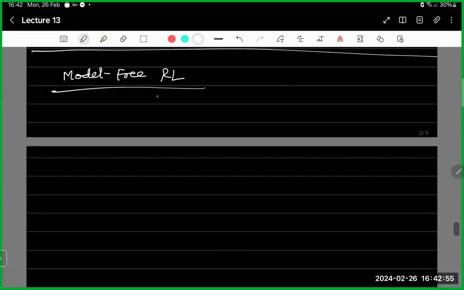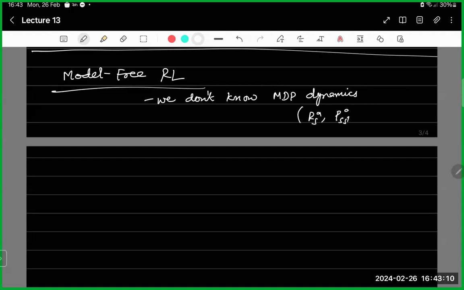So when I mean model free, we do not know the dynamics. By dynamics, I mean R(s,a) and P(s'|s,a). We do not know these things. Okay. We don't know these things.